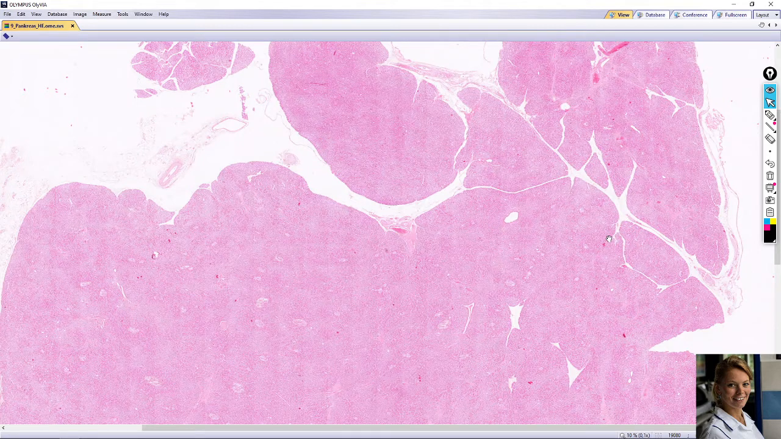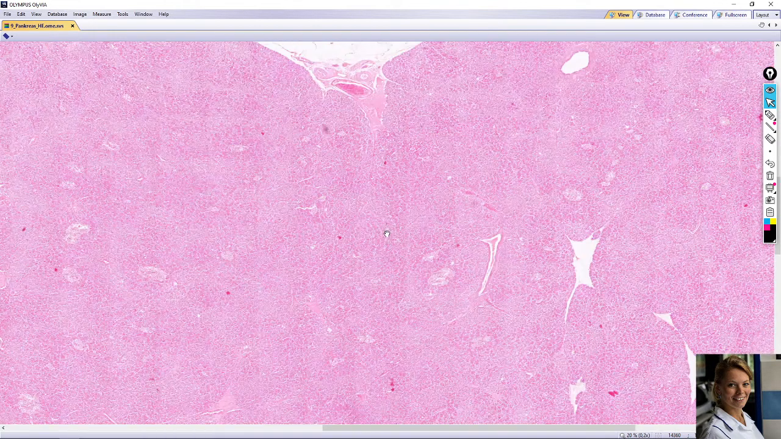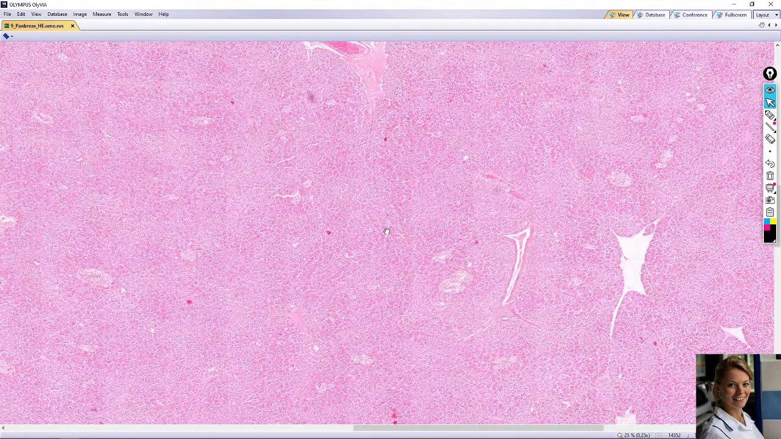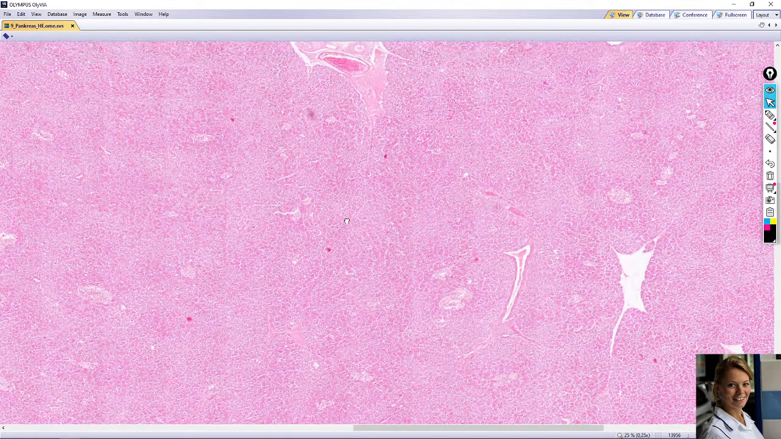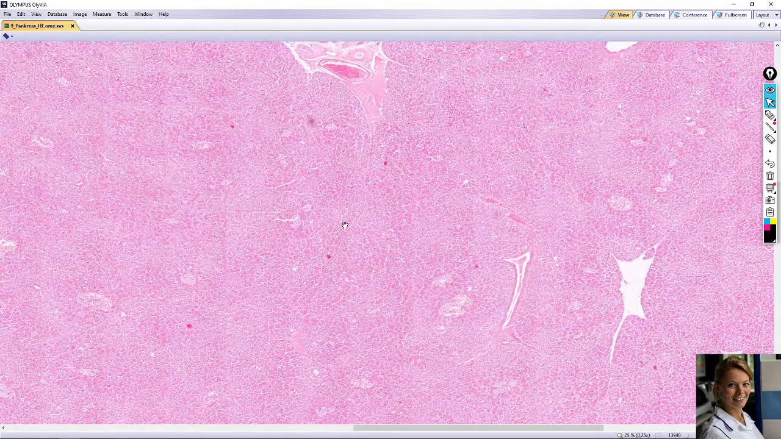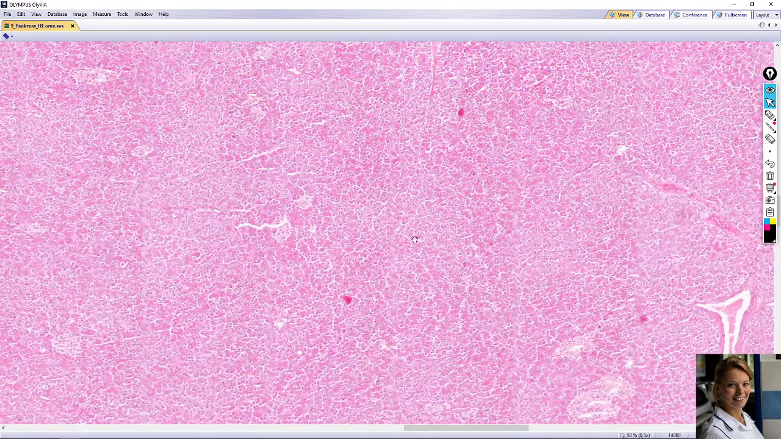The pancreas is a mixed gland. It contains both endocrine and exocrine components. The exocrine components form the majority of the pancreas and consist of packed secretory serous acini with zymogenic cells arranged in small lobules.